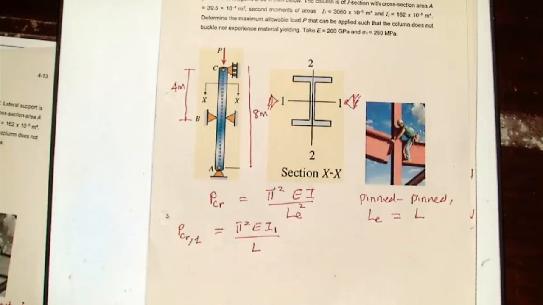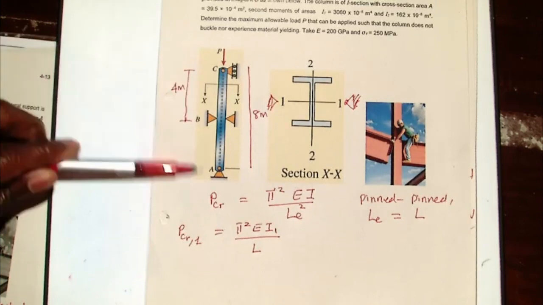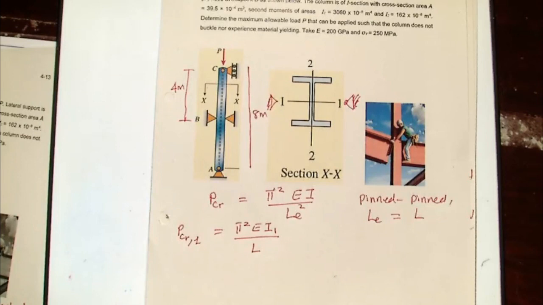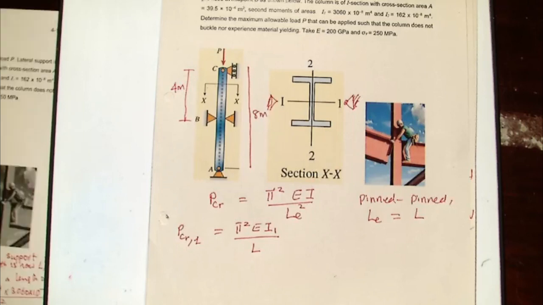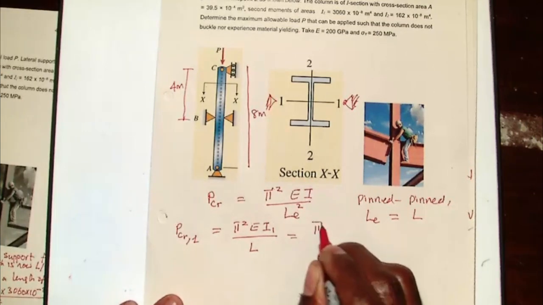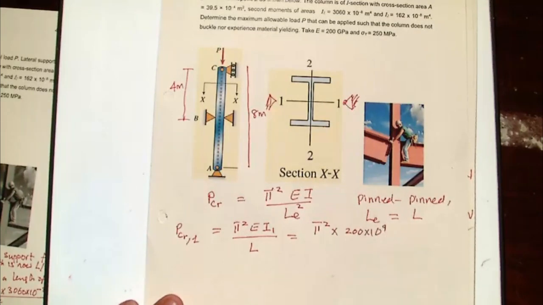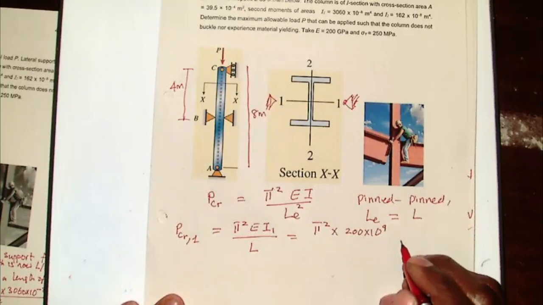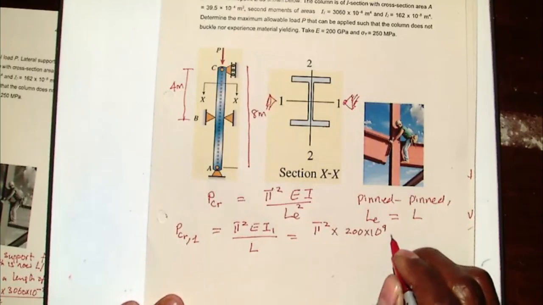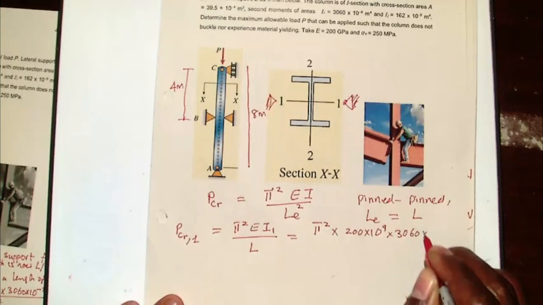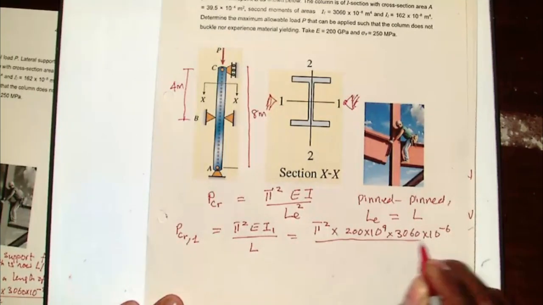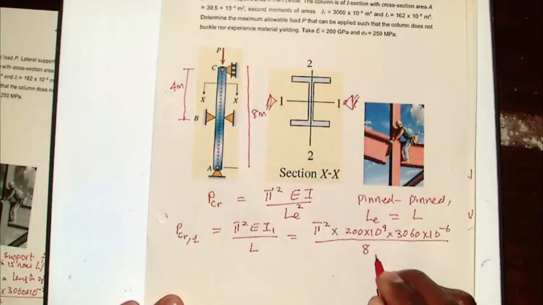So we are given all of that. We know E, we know I about 1,1, we know the length, which should be from A to C, because there is no support to prevent buckling about 1,1 there. So we just make the substitution. It will be pi squared, E is given as 200 gigapascal, that is 200 times 10 to the power 9. Then I for 1 is 3,060 times 10 to the power minus 6, all over L, which is 8 meters. Sorry, that's L squared, 8 squared.